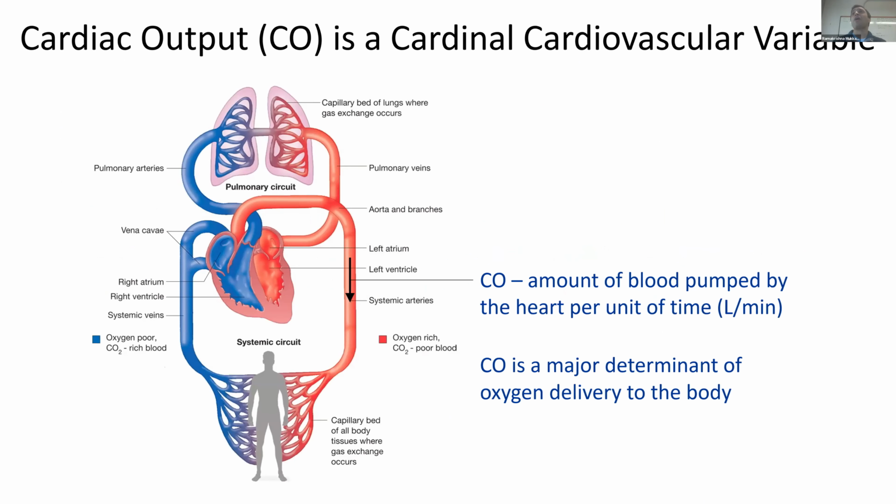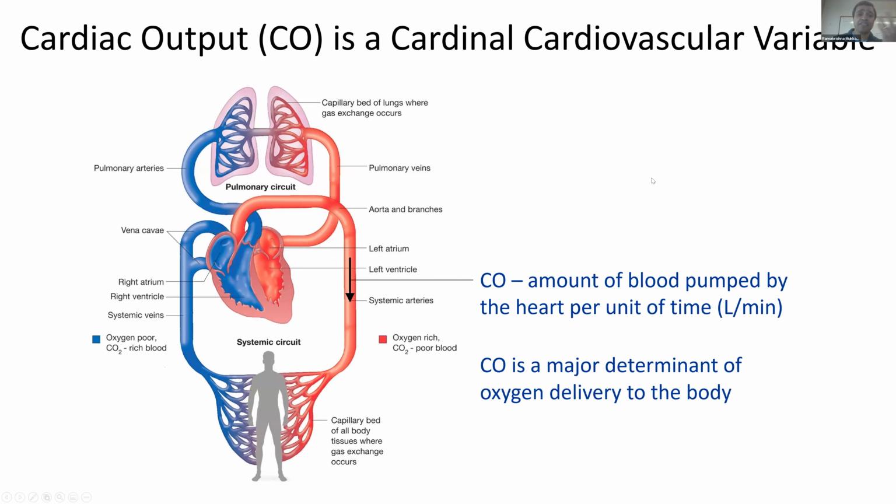So, cardiac output. That's the amount of blood pumped by the heart per unit time, or it's the total blood flow rate in the circulation. And it's a major determinant of oxygen delivery to the body, and therefore it's a cardinal cardiovascular variable.